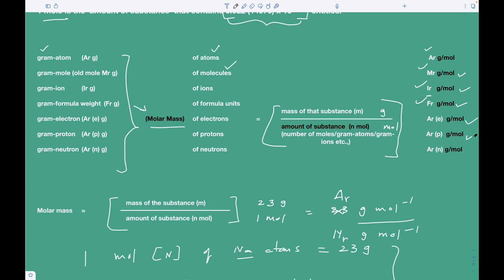Therefore, molar mass can be defined as mass per 1 mole of substance, that is an Avogadro's number of particles. Remember, I am saying it is mass per mole of substance, not mass of 1 mole of substance. There is a subtle difference between the two.